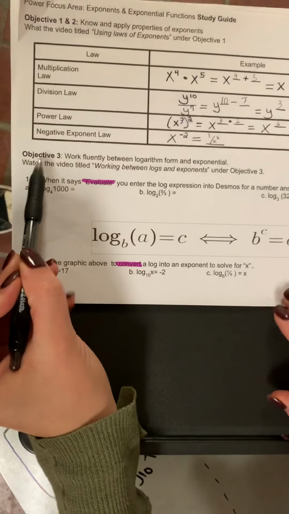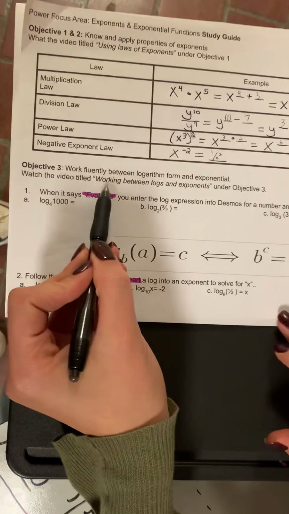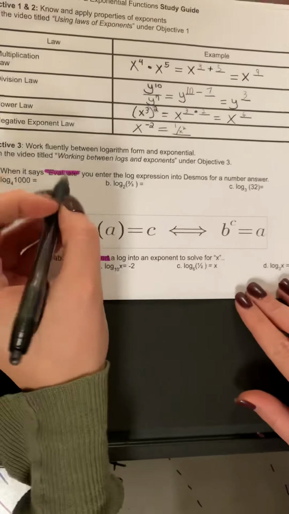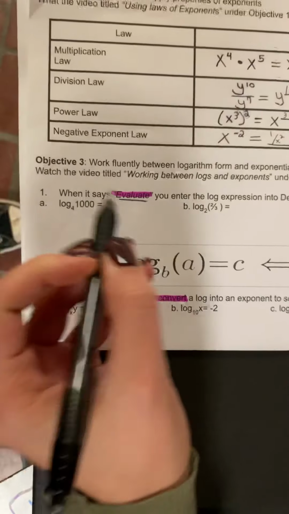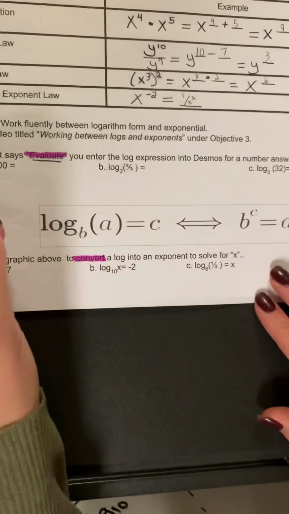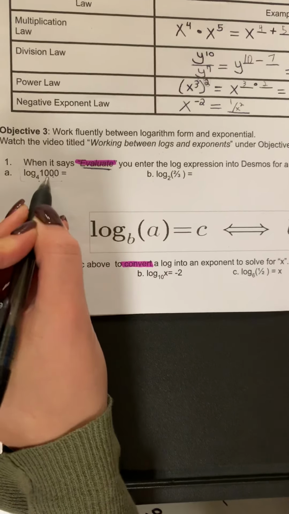All right, this is objective 3 for the exponents and exponential functions power focus area, and it's all about working between logs and exponents. So the first kind of problem you're gonna see is gonna use the word evaluate. It's gonna say evaluate this log. So when you see evaluate, you're going to use Desmos to figure out your answer. So I'm gonna type this first log, log 4 of 1,000 into Desmos.